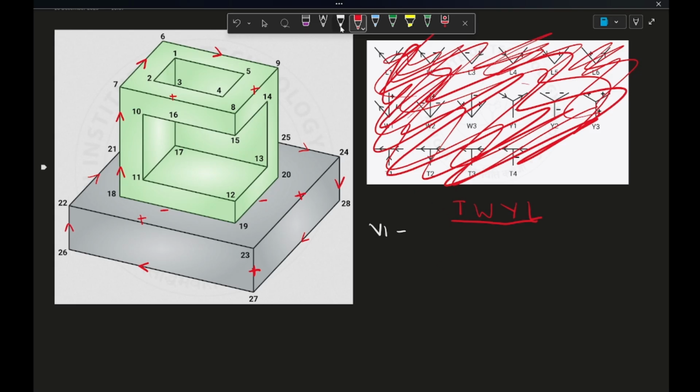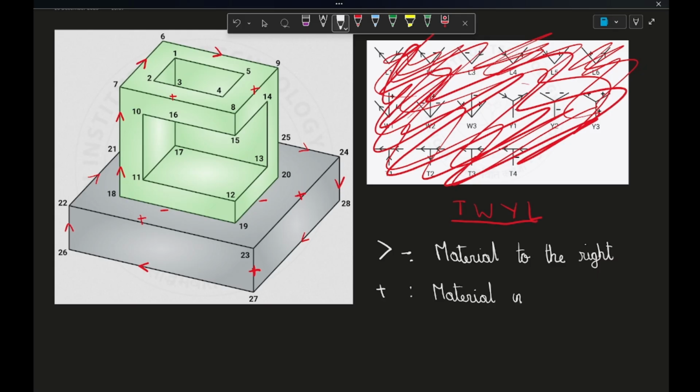Okay, so I just had an aha moment. I'll write that down maybe. So right angle means material to the right. Plus means 90-degree material inside. 90-degree, or right angle.